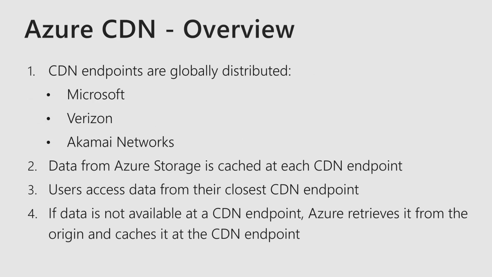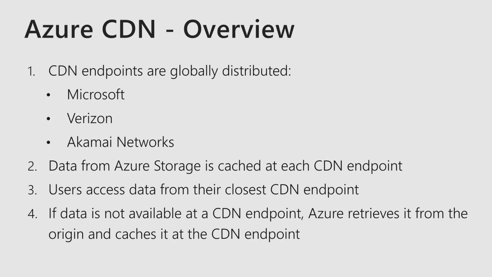3 networks that we can use. It's the Microsoft, the Verizon, or Akamai. And all of them will work in a similar way. Basically, imagine that I have a storage account. I will cache the content of that storage account, the blob storage stuff that I have there. I have a blob container. I put some files there, let's imagine some pictures.